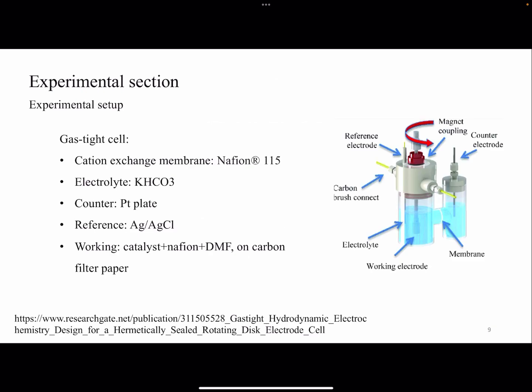And finally, we will describe the electrochemical measurement protocols. We conduct the CO2 reduction experiment in a gas-tight two-compartment cell separated by a Nafion 115 membrane. First, we use a standard three-electrode system. We use a platinum plate as a counter electrode, a silver chloride electrode as a reference, and carbon fiber paper loaded with our catalyst as a working electrode.